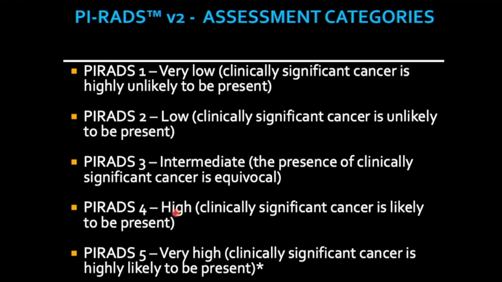Then based on this, you give the overall PI-RADS category. First you classify the lesion on T2 weighted images, on diffusion, and on DCE, and based on this, a particular lesion is given a PI-RADS category ranging from 1 to 5. 1 means there's a very low likelihood of clinically significant cancer, to 5, where there is a very high likelihood of clinically significant cancer.